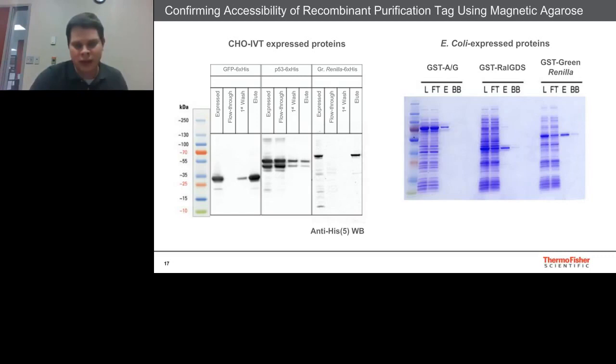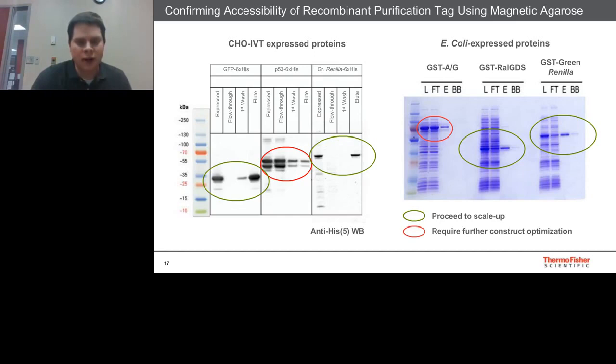GST fusions were also screened for tag accessibility, with protein AG fusion showing poor binding. Four of the six constructs screened would be ready to scale up. However, the P53 and protein AG constructs would require further optimization before scaling up.